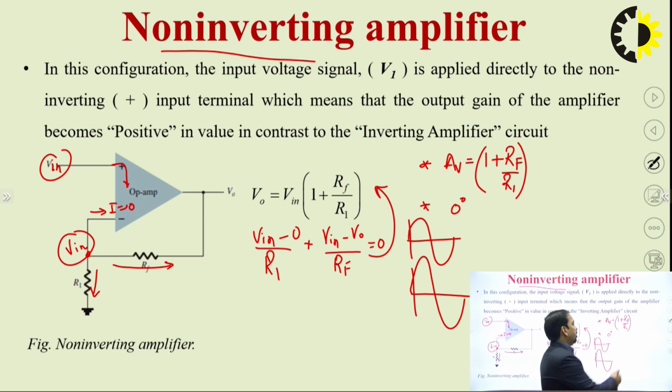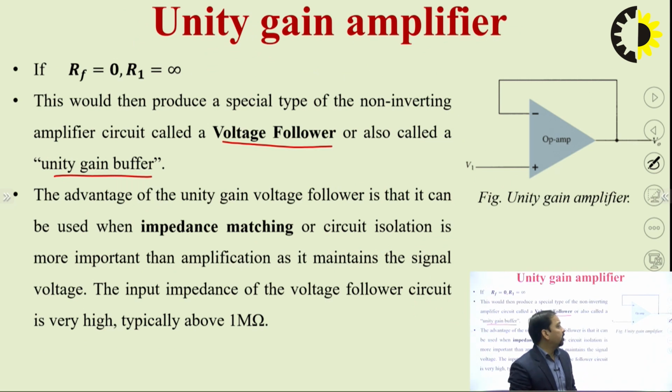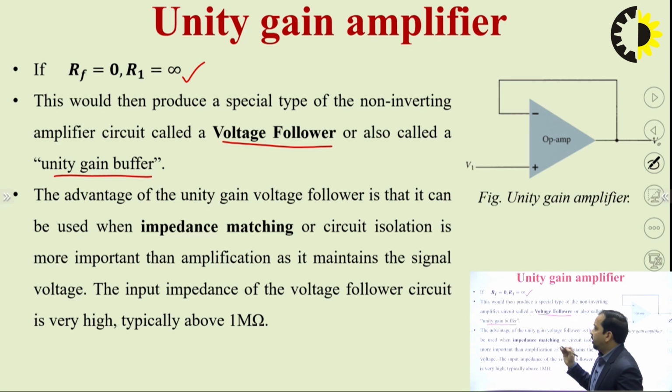Now how can we make this unity gain amplifier? We can see here that the best possibility is how we put the values of RF and R1. The best possibility for RF and R1 is RF equal to 0 and R1 infinite. If we put RF equal to 0 and R1 equal to infinite in the previous circuit, then we have a circuit which is called unity gain.